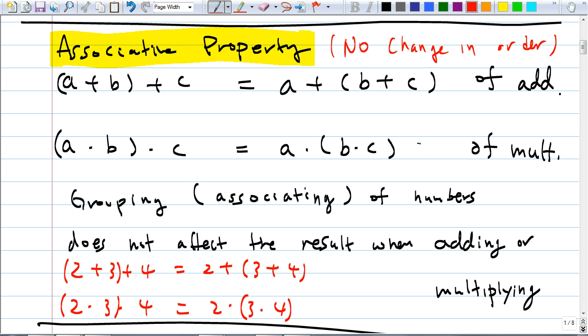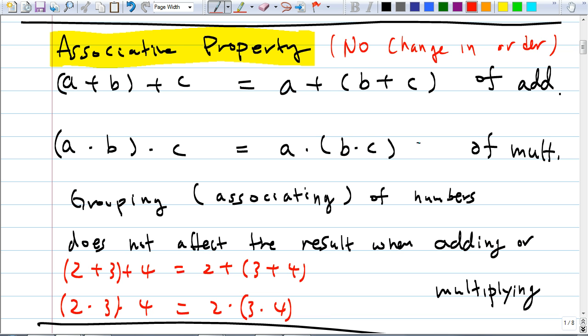In words, grouping or associating numbers does not affect the result when adding or multiplying. That's what it's doing, right? And I even give you some examples down here with numbers 2, 3, and 4. Please note that this has no change in order. You don't change anything. The order doesn't change. So go ahead and write it down. I'll wait.